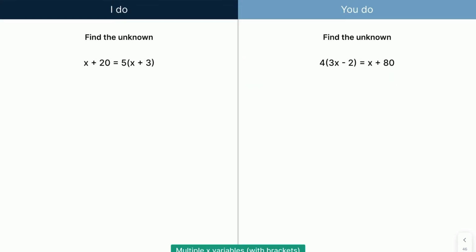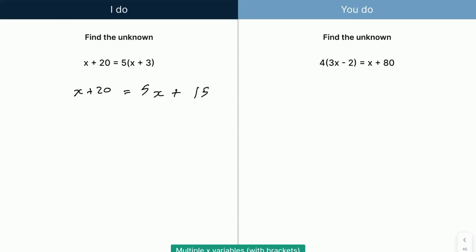And now moving on, we have multiple x variables with brackets. And again, it's the exact same case. How can I make my life as easy as possible? So when I look at this, it makes sense for me to expand the brackets out on the right. So that's what I'm going to do first, because I can't see the other side being divisible by 5 in any way. So that should be 15.